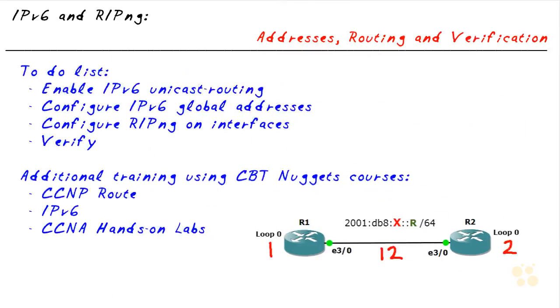All of the configuration that we just did in this nugget together are available as part of the Nugget Lab files, along with the topology diagram for the network that we just built. And as part of this lab, we enabled IPv6, we configured interfaces, we configured RIP next generation, and then we verified connectivity from one side of the network to the other. We also identified the IPv6 addresses that were currently in use, as well as the multicast groups joined by an interface. And for additional training regarding IPv6, I would refer you to CCNP Route.